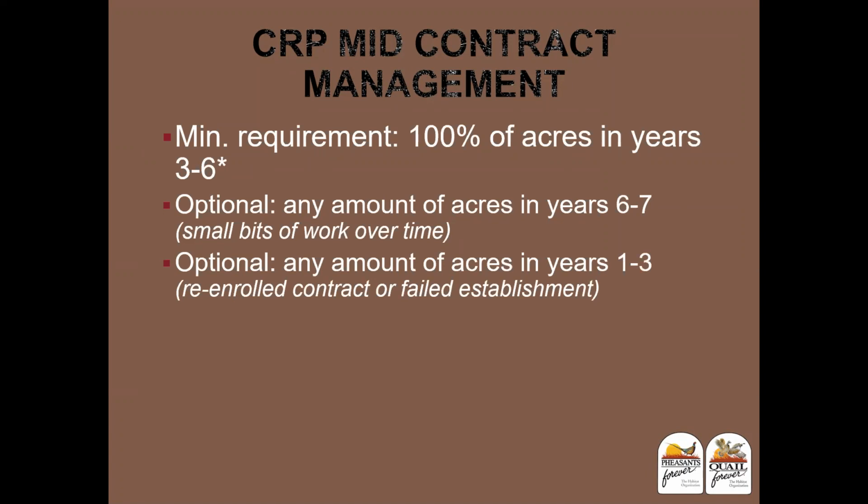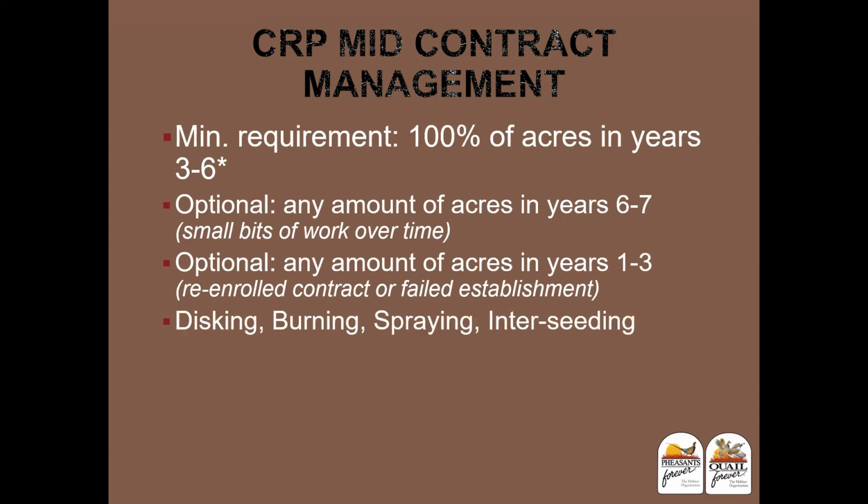And then there's another optional for years 1 through 3. This is for any re-enrollment acres. A lot of offices have management at the start of a re-enrolled contract. That's similar because you're coming up on your 5-year mark, so you need to spruce it up a little bit, bring in some disturbance. And the other option here is also for failed establishment. So there are some management avenues in there that you can go through if the seeding had failed for some reason.